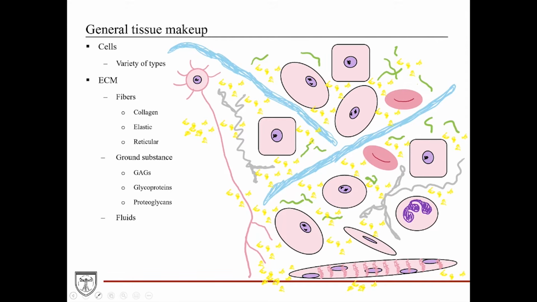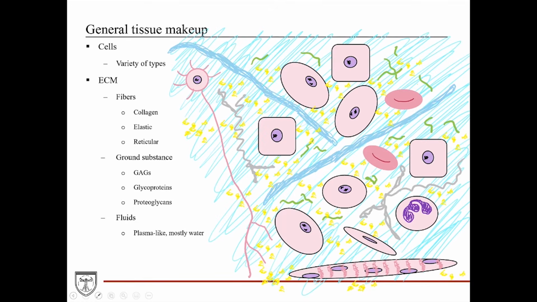So here comes the third ingredient of the ECM, which are the fluids. The fluids are essentially very similar to plasma in the blood. They're mostly water, and they're sometimes also called interstitial fluid. So tissues are wet, and the fluids play an important role in allowing macromolecules, gases, and ions to be dissolved in it in order to bathe the cells and to nourish them as well.